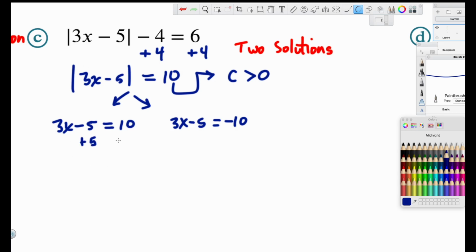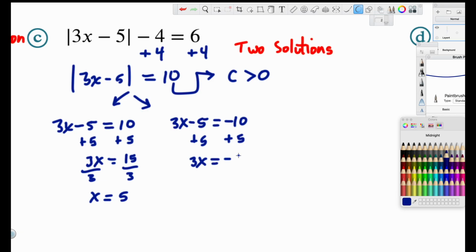So let's add 5. 3x equals 15. I'm going to divide by 3. X equals 5. Okay. Now I've got to do this one. I'm going to add 5. -10 plus 5 is -5. x equals -5/3.